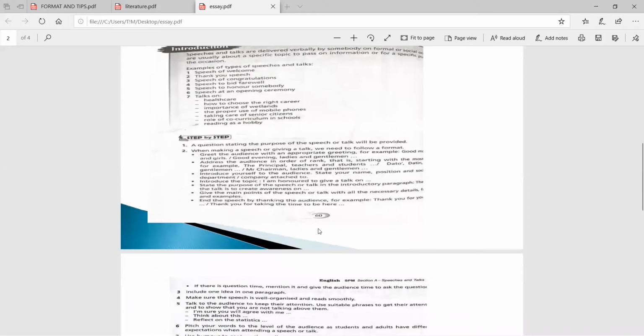So these are the steps when you have to write a speech. It's very simple, class. For a speech or talk, you don't have a very complex format. It's just a salutation or greeting.